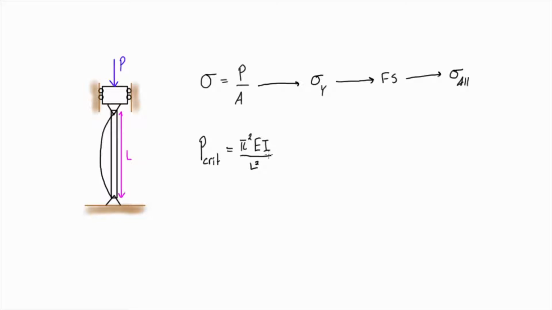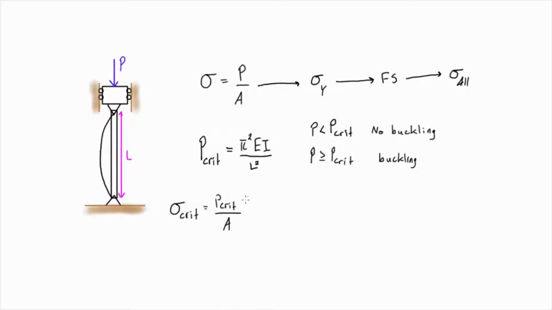So if P is less than P crit, no buckling will occur. And if P is greater than or equal to P crit, buckling will occur. This expression for P critical is called Euler's formula. What we want to do is rework it a little to go from P critical to the critical stress. If stress is equal to P over A, then the critical stress is equal to P crit, the critical load, over the cross-sectional area.